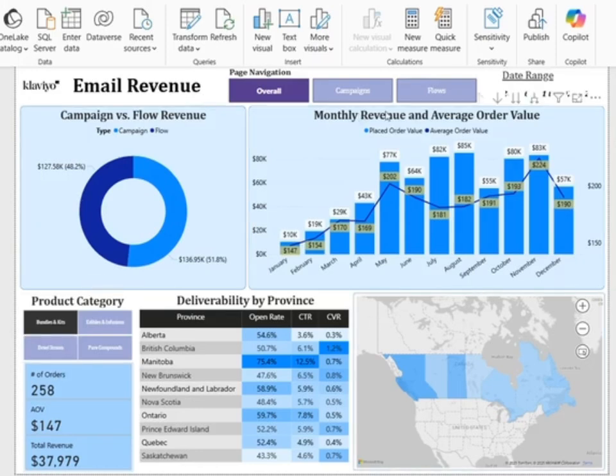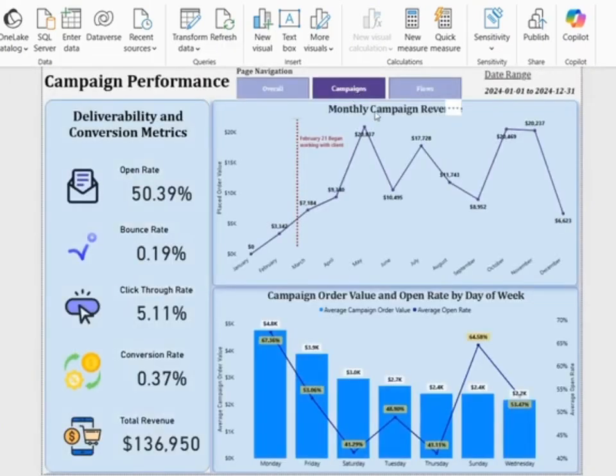Now, moving on, we can have a more targeted view of performance but for emails in terms of campaigns and flows. So if I go to the campaign page, we can see a bunch of different key metrics in terms of deliverability and conversion, as well as a few visuals to show how things changed over time and how things change week to week. So here we have the key metrics in terms of email performance. We have the open rates, the bounce rate, the click-through rate, conversion rate, and the total revenue generated through campaigns.